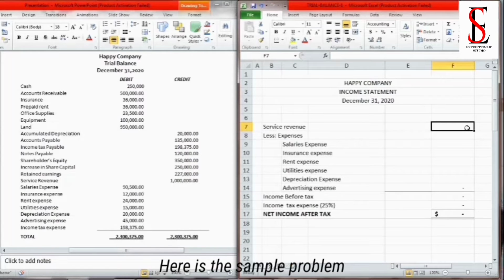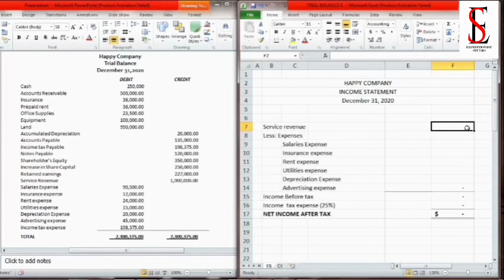Here is the sample problem, the Happy Company trial balance on December 31, 2020. So first, we will prepare the income statement. So the first line is the company name, which is Happy Company, and then under that, the title of the financial statement, which is income statement, and then the period ended, which is December 31, 2020.